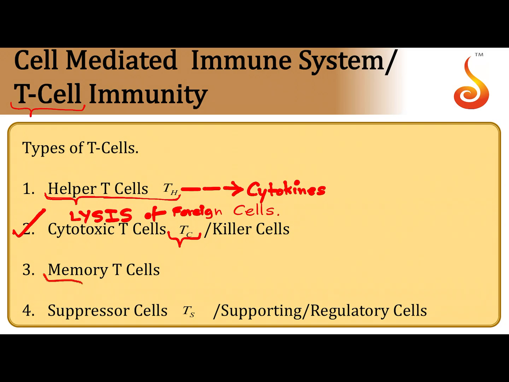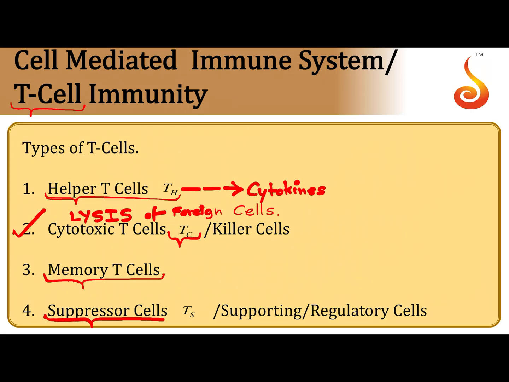Okay, then you know that memory T cells are also called primed T cells. They are going to remain in your immune system in the future. If you were to suffer from a similar infection again, they will jump into action swiftly so that your response time is quick and you will not suffer from the dangers of the disease.